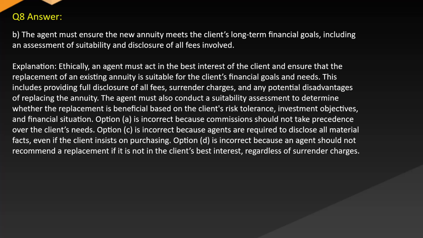Option A is incorrect because commissions should not take precedence over the client's needs. Option C is incorrect because agents are required to disclose all material facts even if the client insists on purchasing. Option D is incorrect because an agent should not recommend a replacement if it is not in the client's best interest, regardless of surrender charges.